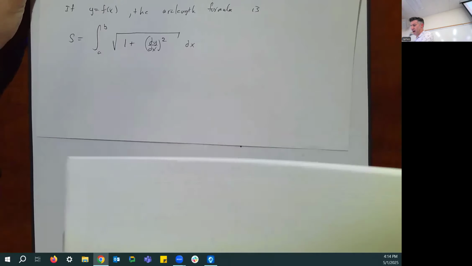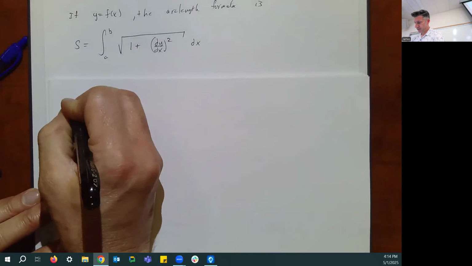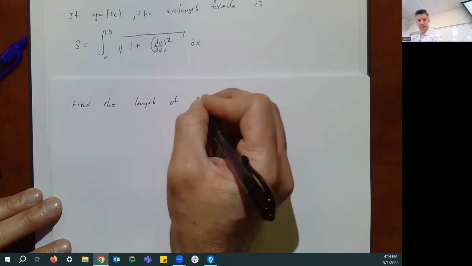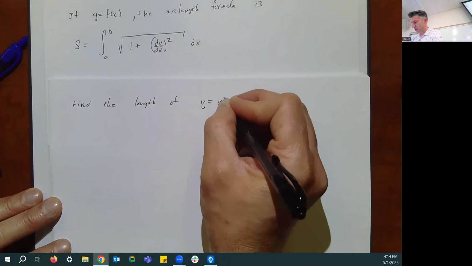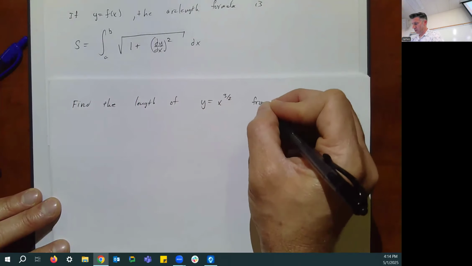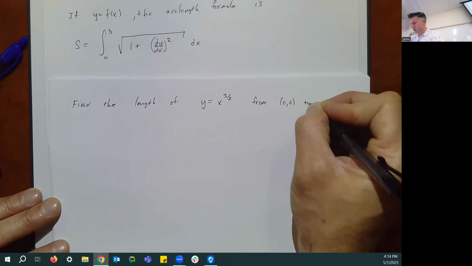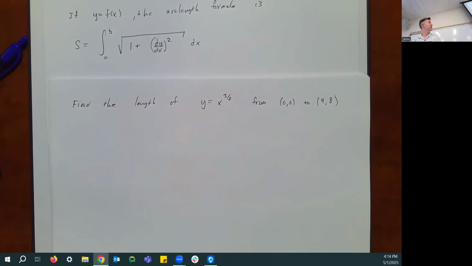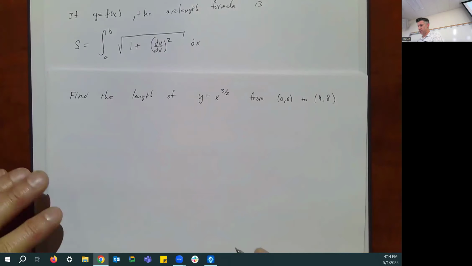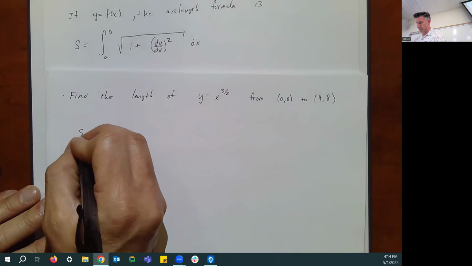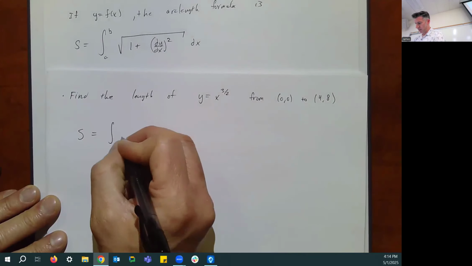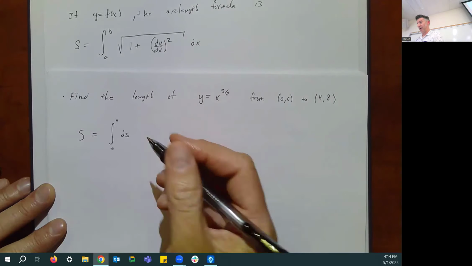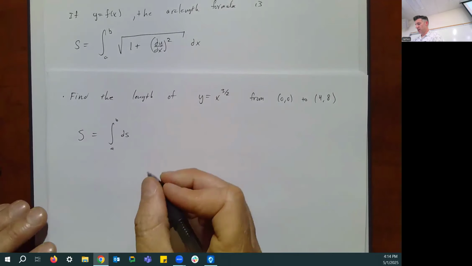So let's say we want to find the length of y equal to x to the 3 halves from the point 0, 0 to the point 4, 8. All right, doesn't seem too terrible. So we know that s should equal the integral of ds. Which again, I know that's kind of a weird way to start off, but I do think it helps me remember what ds is.